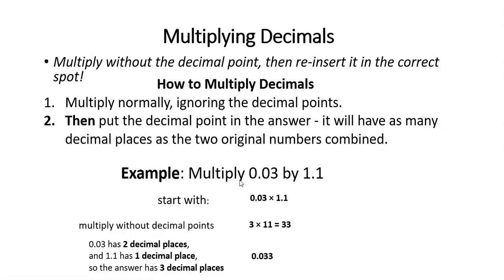So you can see here now, 3 times 11 is 33. If I want to add my decimal point back, I'm going to add it back in 3 decimal places. So it's going to go 1, 2, 3. Boom, bullseye.